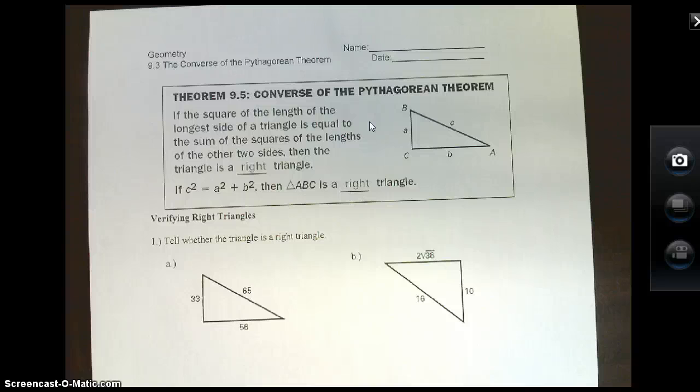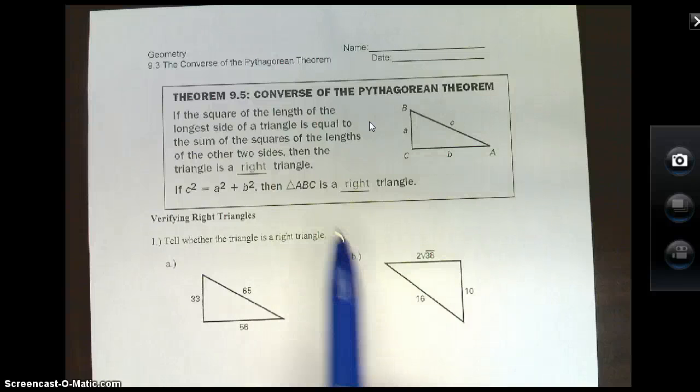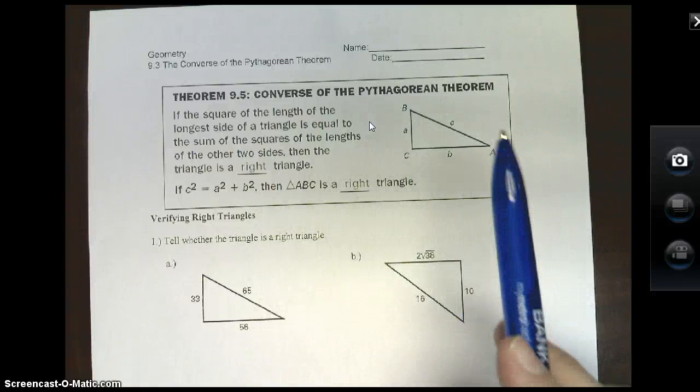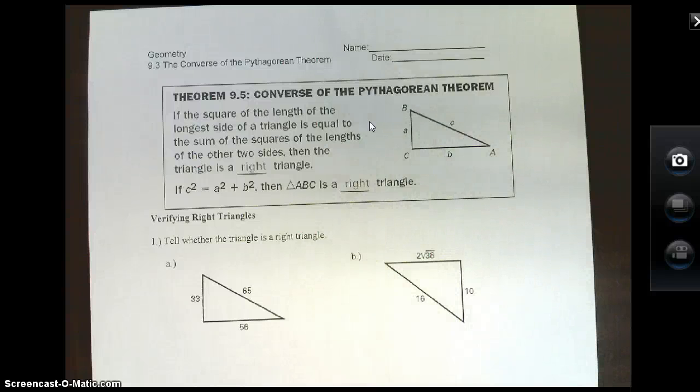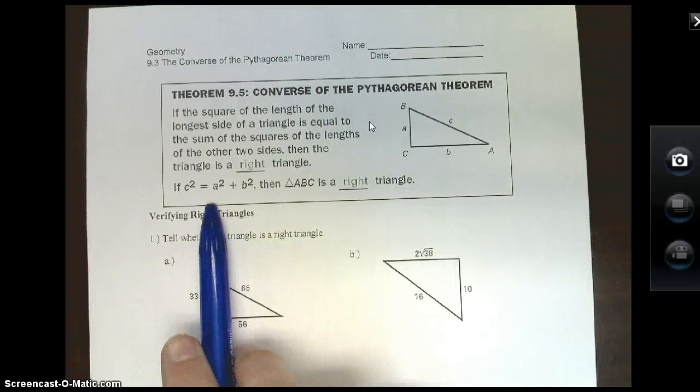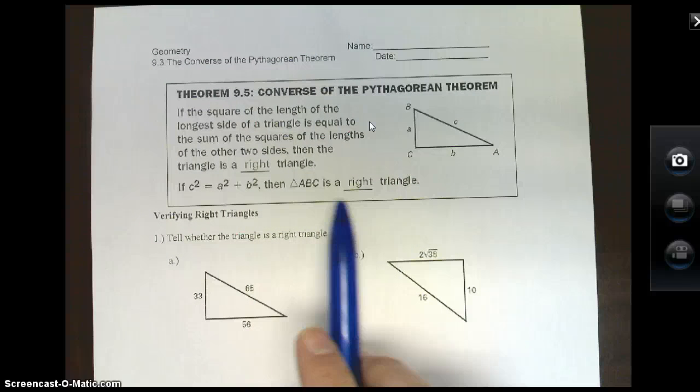So today we're going to take a look at our next section of our notes, the converse of the Pythagorean Theorem. So we know what the Pythagorean Theorem is, okay? The sum of the two sides of a right triangle squared will equal the hypotenuse squared. Well, the converse is basically saying that if you can prove this first, okay, if c squared equals a squared plus b squared, then we can say it's a right triangle.